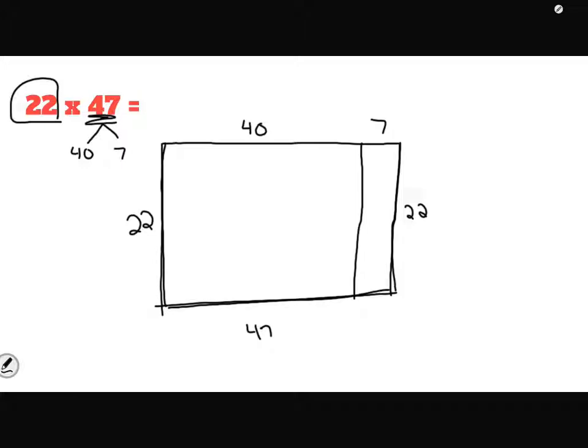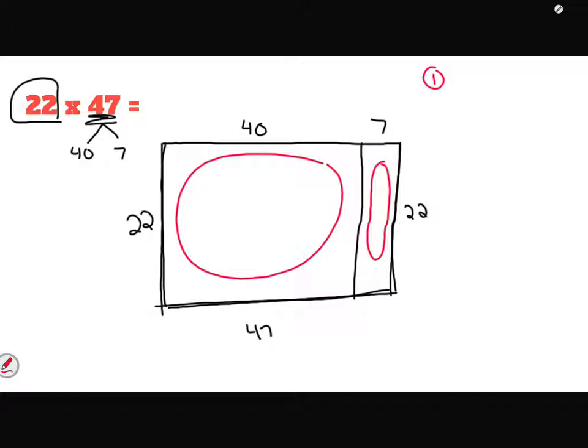Now, my first thing that I need to do is figure out how much is in this and how much is in this. So my very first step is going to be, I'm going to solve this one first. So I know if this is 22 and this is 7, I can do 22 times 7 for my area model. 7 times 2 is 14. 7 times 2 is 14 plus 1 is 15. And then I see that this in here is 154.